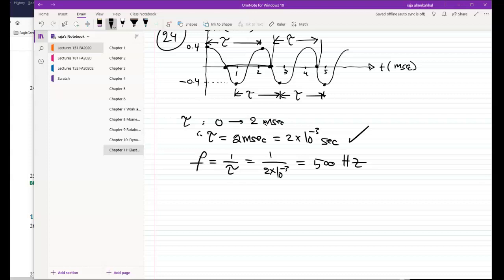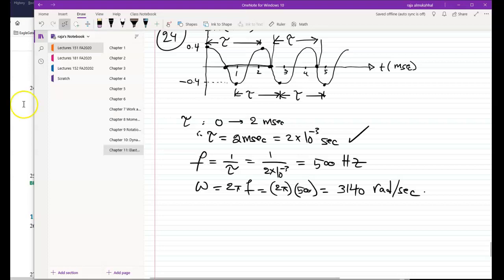Okay. Now he says omega, angular frequency. Well, just 2 pi f. So 2 pi times 500, and then you just calculate that. You'll get 3140 radians per second. Simple? Okay, what else is he asking for?